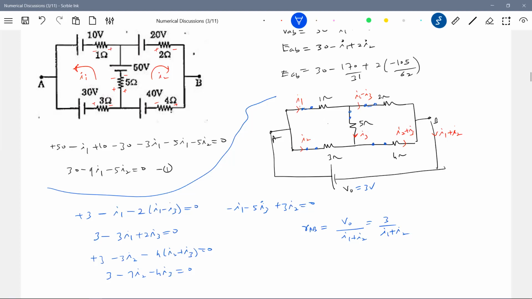I have this value, 43.24 volt is EAB. Then what about RAB? The value of RAB is 2.1 ohm. This will be your answer. So do it later on.